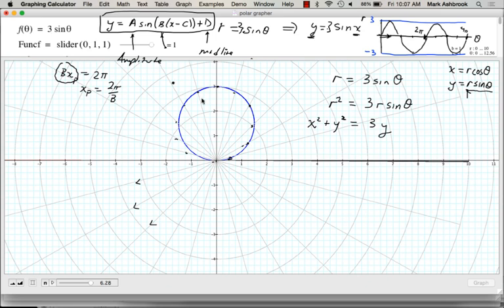So now, is this a circle? Our standard form of a circle is x minus a squared plus y minus b squared, remember from parametrics, equals r squared. So can I get this to look like that? What am I going to do first? Get all my y's together, all my x's together, so I'm going to subtract 3y.